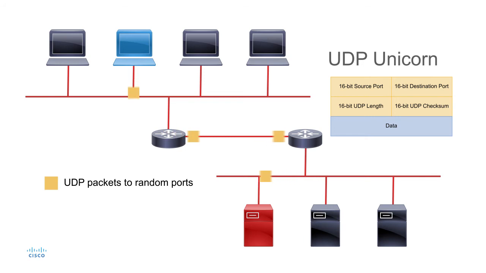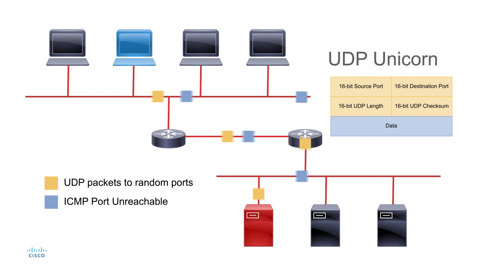And what's going to happen when that port is closed is our server is going to reply back with an ICMP port unreachable message. When it replies back with that ICMP port unreachable to every single UDP segment that it receives, eventually it's going to consume a lot of the bandwidth that is on the segment here.